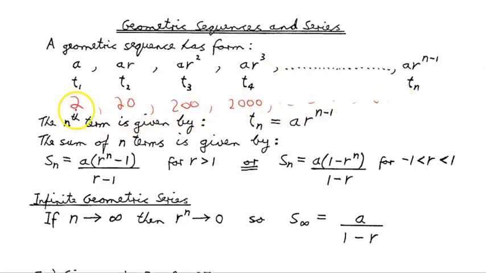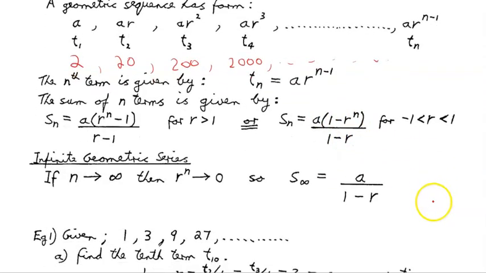Just note that a sequence is a list of numbers with the commas between them, and a series, don't forget, is where we remove the commas and put addition signs, because with a series we're going to sum. The nth term is given by Tn equals a times r to the power of n minus 1, and the sum of n terms is given by Sn equals a(r to the power of n minus 1) on r minus 1 for r greater than 1. If r is between -1 and 1, so less than 1 and greater than -1, then you can use a times (1 minus r to the n) on 1 minus r.